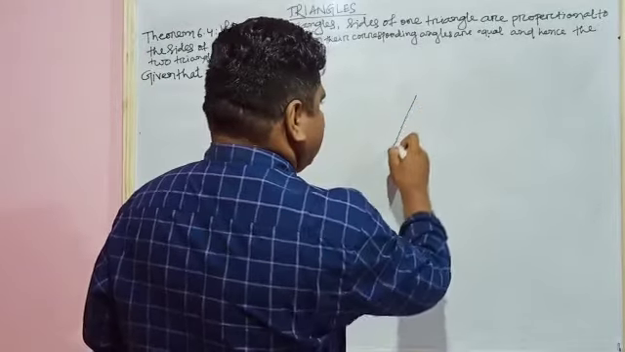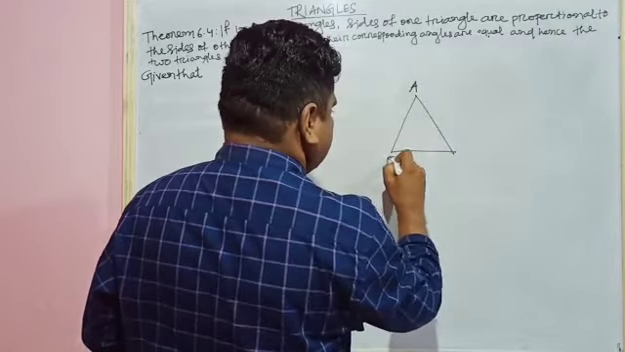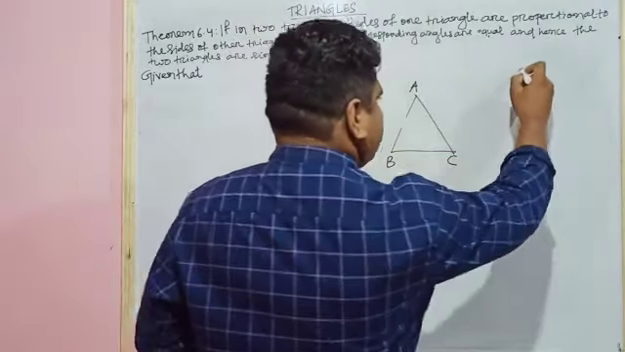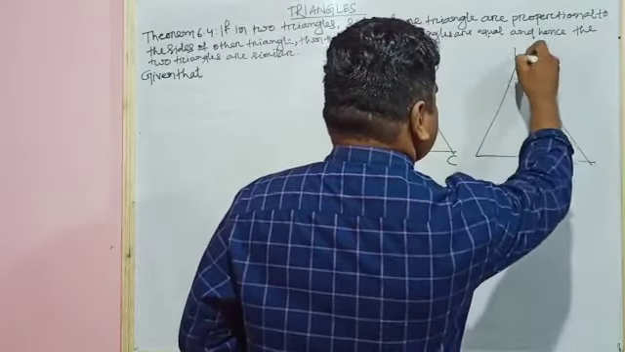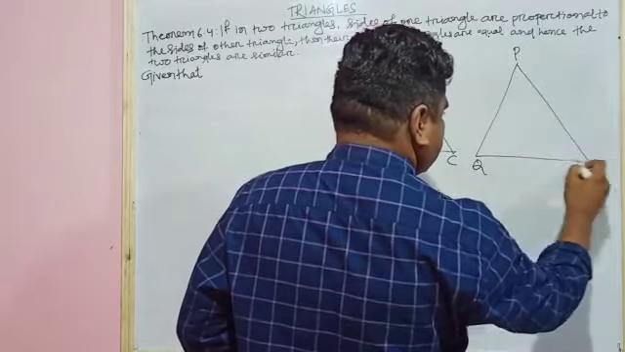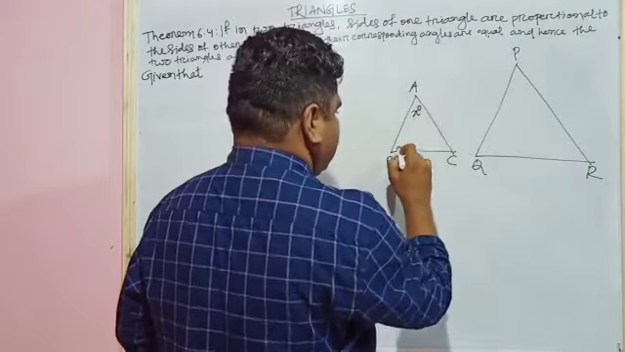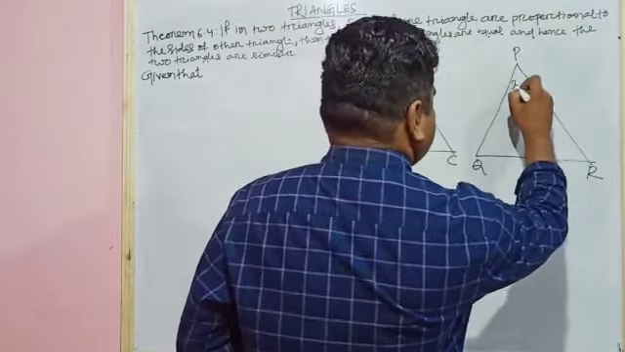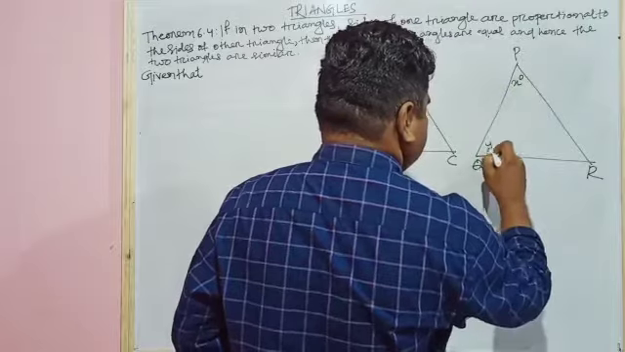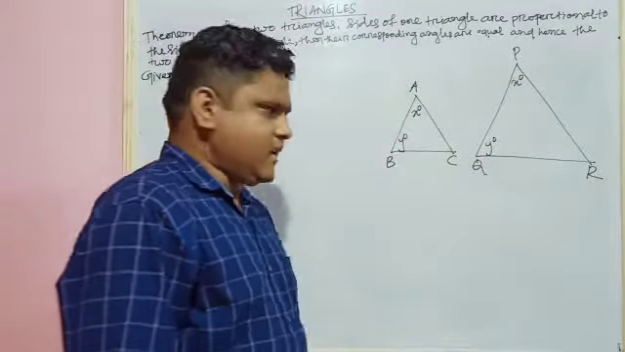Means in triangle ABC and triangle PQR. Let angle A is x degree and B is y degree. And here angle P is x degree and angle Q is y degree. What happens to angle C and angle R?